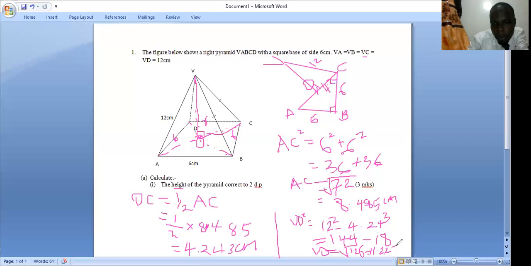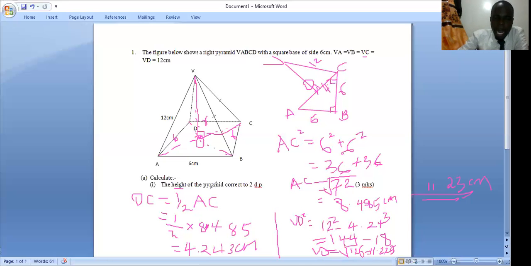11.225. But they instructed us to write 2 decimal places. So 2 decimal places, it becomes 11.23 centimeter, because you are rounding off this one here. When you round it off, look at the steps.